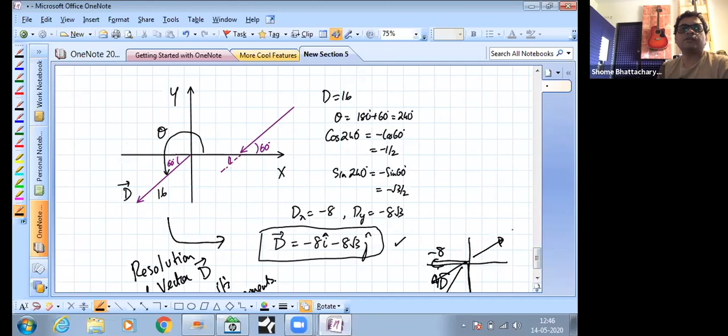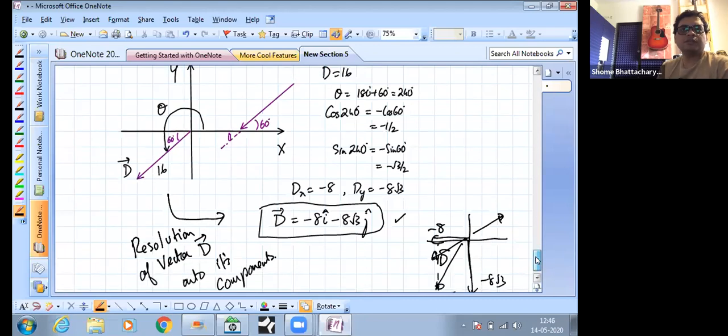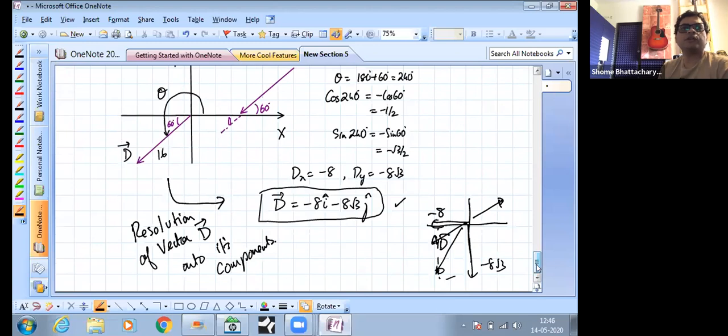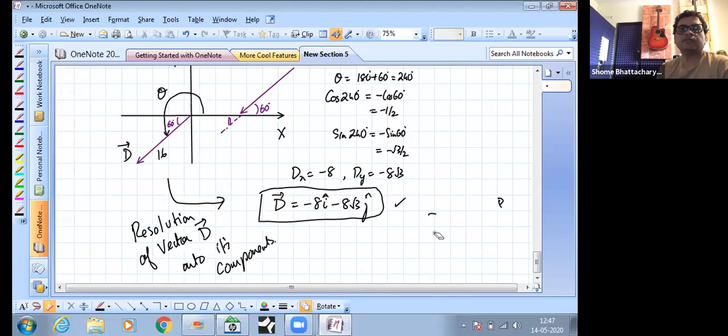Let's say I tell you I made a displacement of 8 I cap plus 8 root 3 j cap, and somebody else has made a displacement of minus 8 I cap minus 8 root 3 j cap. Would their displacements be the same? No, because they'll be going in different directions, in opposite directions. So that is why one has to be very clear about the direction in the case of a vector. That is the whole point of vectors: direction is as important as magnitude. I hope that point is clear. Why we cannot take a vector D like this, which is in the third quadrant, and express it in the first quadrant.